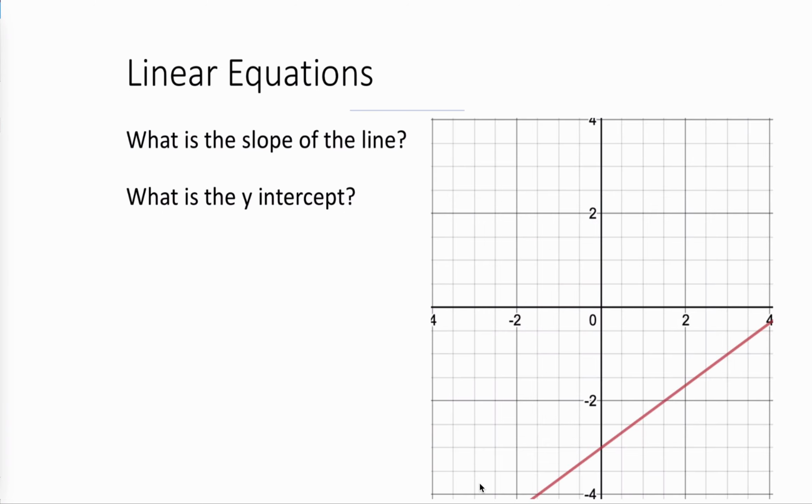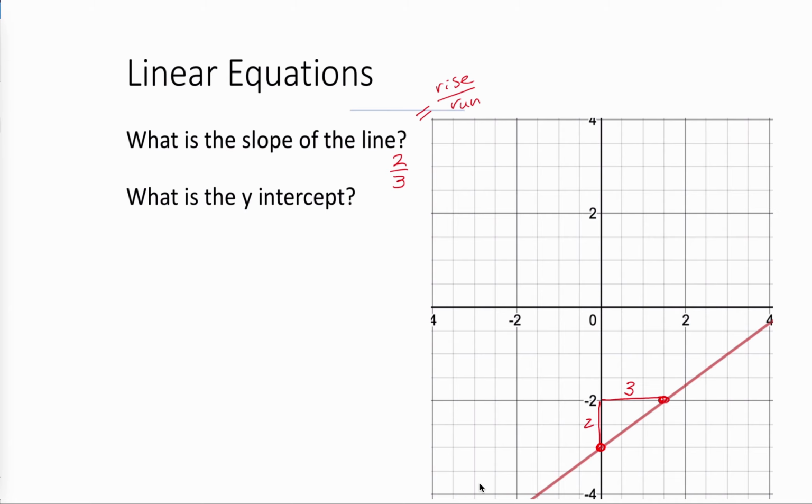From a graph, we can easily read off the slope and the y-intercept. The slope of the line is the rise over the run. So pick 2 points on the line. Points that go through integers are often helpful. So any 2 points, though, will work. So from here, the rise is 2 and the run is 3. So the slope of this line is 2/3.